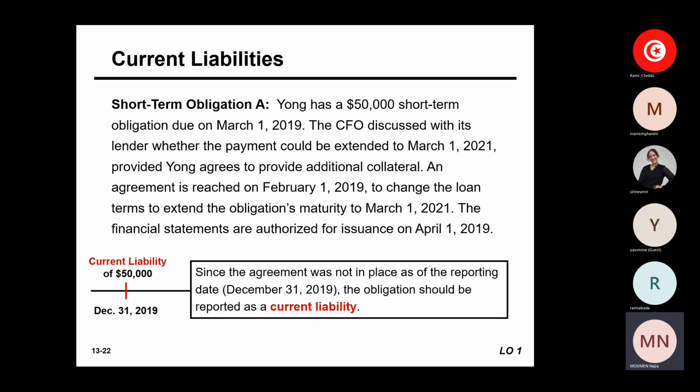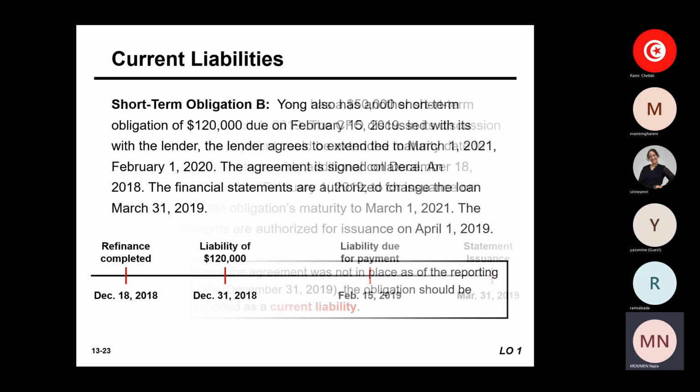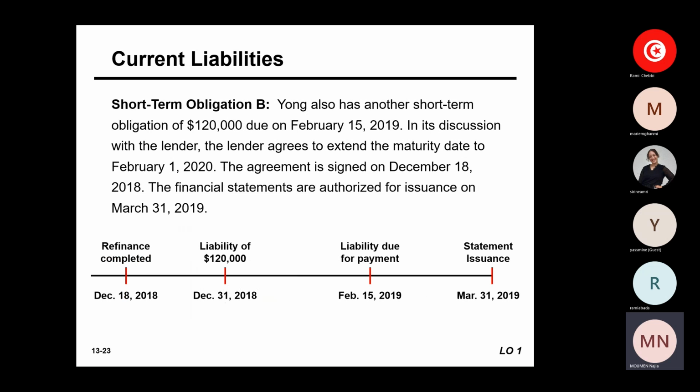So for obligation A, we are not allowed to reclassify it as a long-term liability. It should be kept within the current liability section. So let's see obligation B. Young also has another short-term obligation, 120,000, due on February 15.